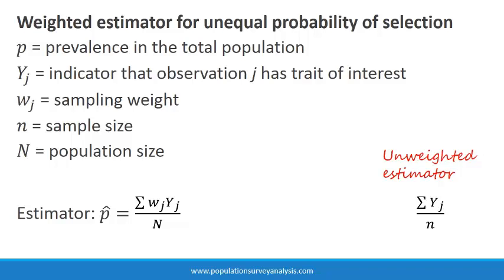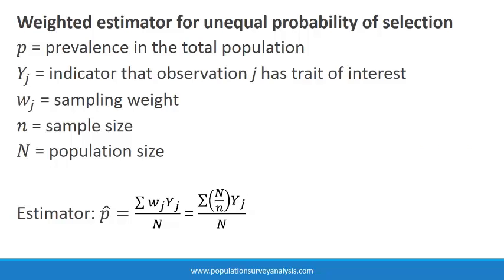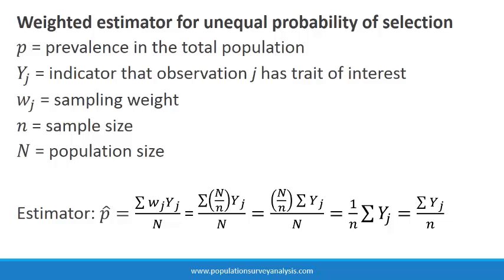The estimators are equivalent, and this is how we get from the weighted estimator equation to the unweighted or constant weight estimator equation. The weight, big N over little n, can be pulled out of the sum operator because the weights are equal to 1 for all individuals. Then the big N's cancel out, and we are left with the sum of the indicator y across all sampled individuals over little n, the sample size.